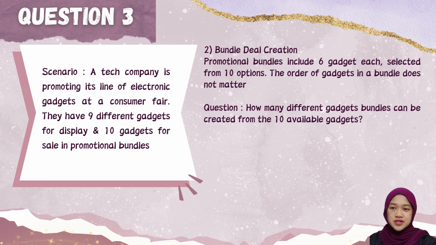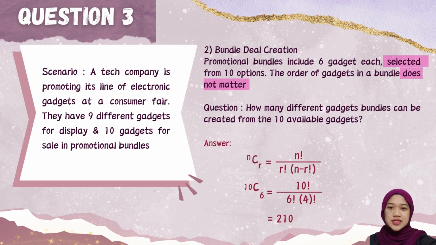Next, about bundle deal creation. A promotional bundle includes 6 gadgets each selected from 10 options. The order of gadgets in a bundle does not matter. So the keywords here are selected and does not matter. If the question is about selection or choosing, we have to use the combination formula. So here let's just substitute all the information. 10C6, so we get 210 different gadget bundles that can be created.